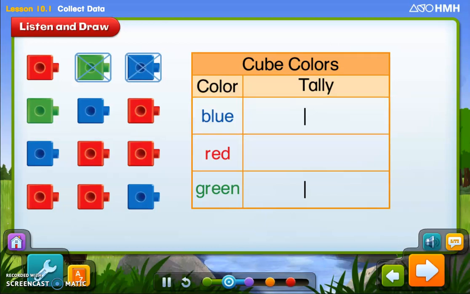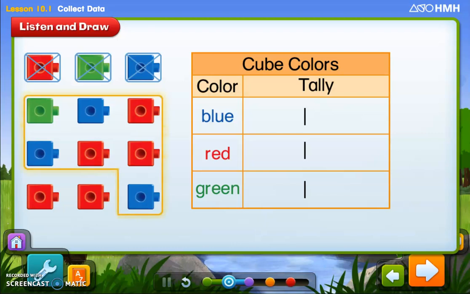Now let's record this red cube in the chart. Make a tally mark for the red cube in the red row. Then we continue to record these other cubes in the chart.